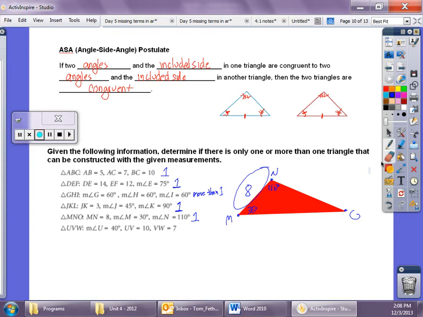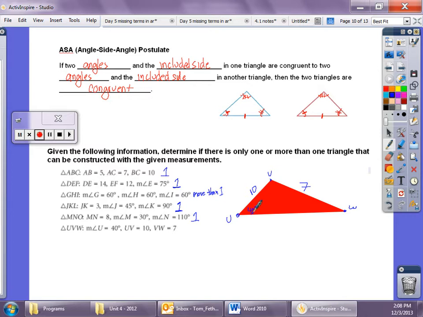And then the last one, we have angle U is 40. So we have U, V, W. So this is 40. UV is 10. And VW is 7. Now with this one, we have two sides and an angle, but that's not the included angle.